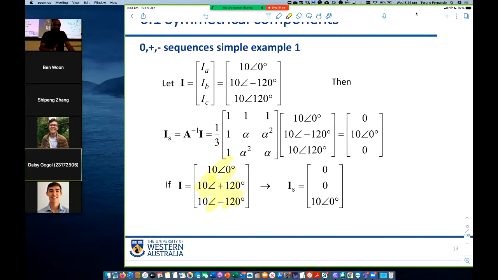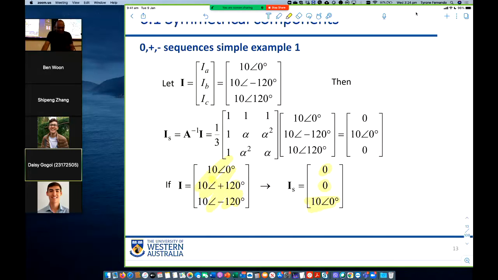If you now calculate the sequence currents, zero sequence will be 0, positive sequence will be 0, and negative sequence will have a value of 10 angle 0. You can do the calculations and see. If you do the calculations, that's what you're going to find out.